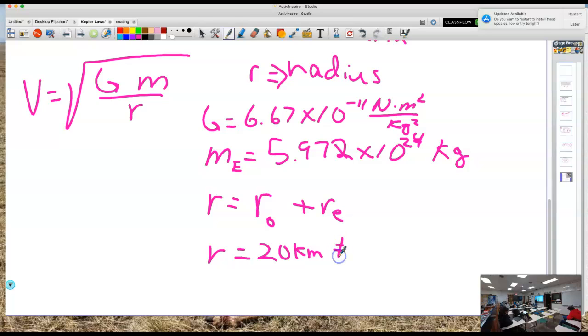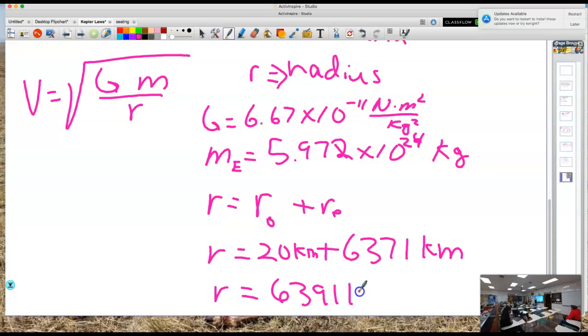What's the radius of the Earth? That's the radius, not the diameter? Okay, so that's what you also have to be careful of. Sometimes if you look it up, it may give you a diameter, so make sure you've got the right thing. So that means the radius to the orbit really is 6.639... there you go, kilometers.